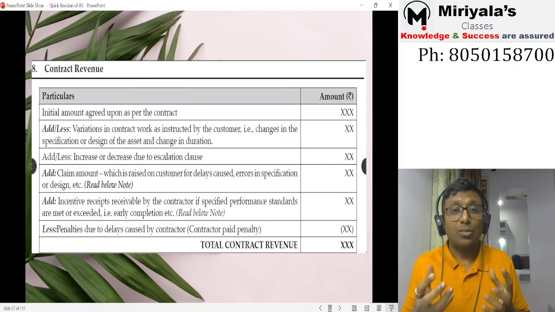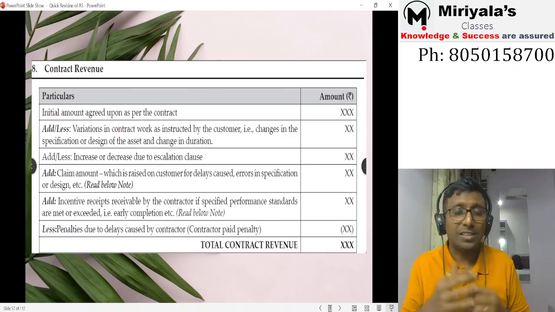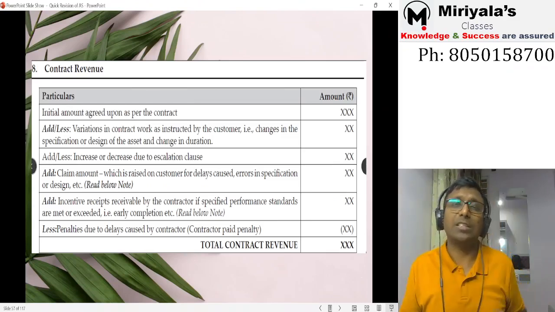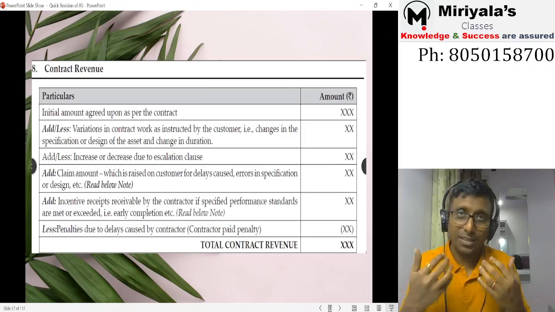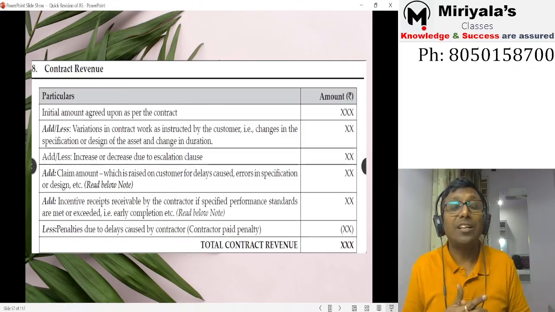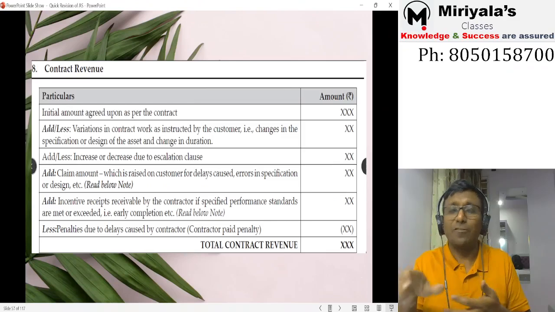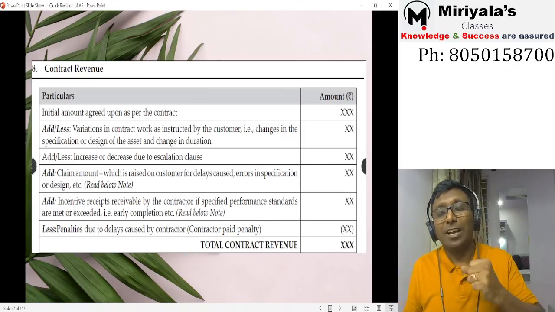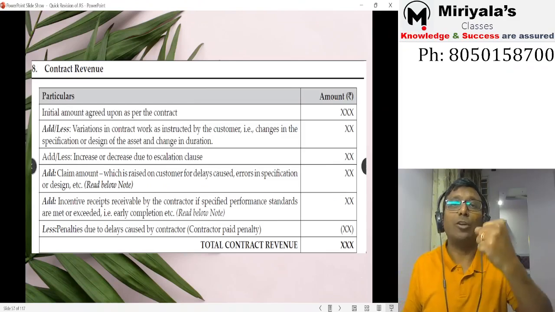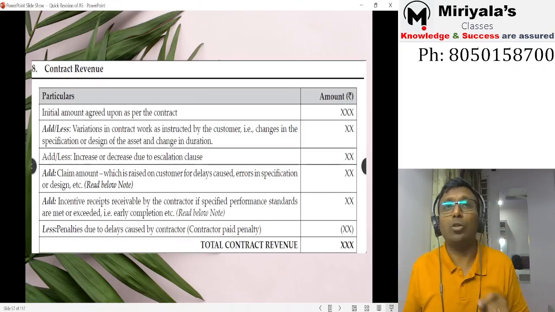Next thing is escalation clause. You have heard this escalation clause in costing. If the prices have gone up above one level, then the customer has to pay us, we being the contractors. And a claim amount which is raised on the customer, if there is a delay or if the customer has defaulted on something, then we, being a contractor booking the revenue, will have a right to claim from the customer. That amount also will come.